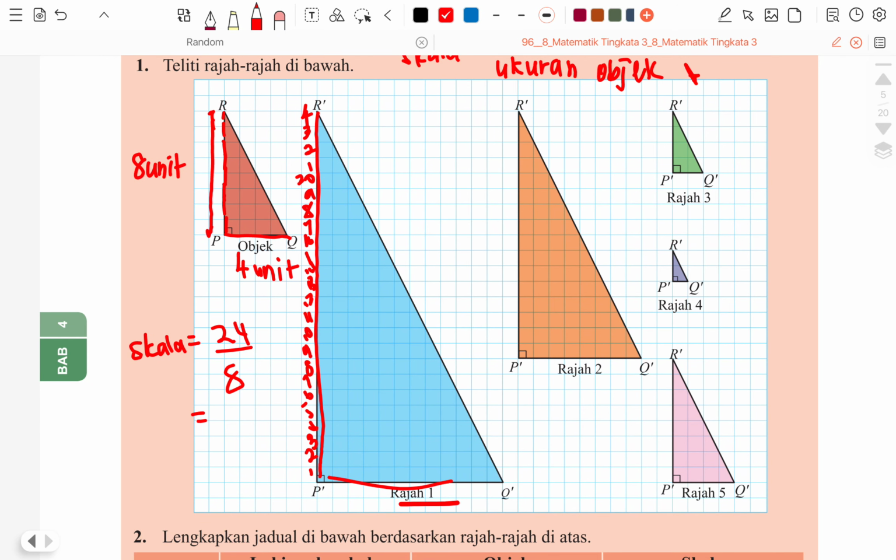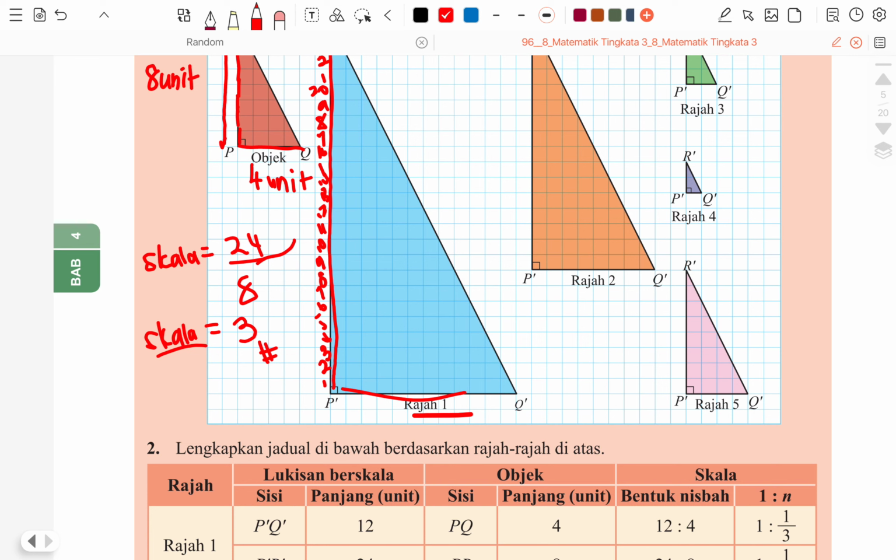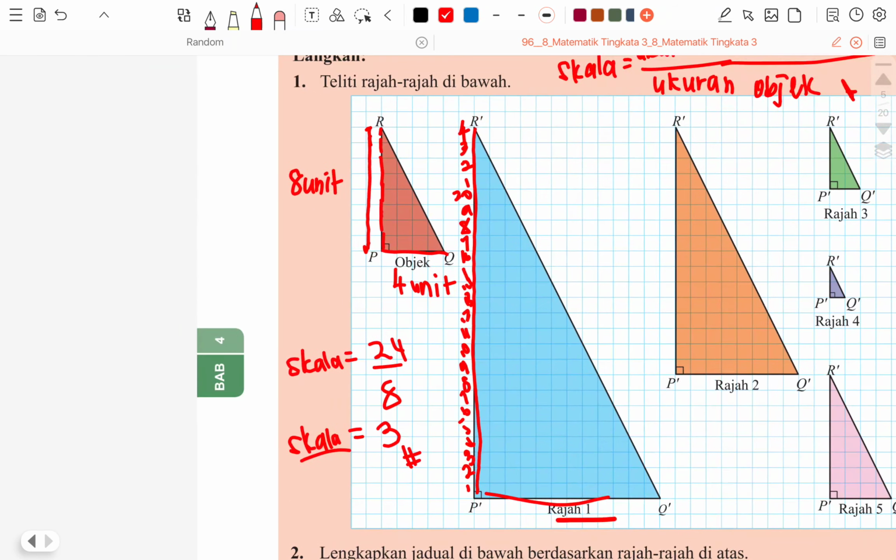Okay, so you try to simplify this. The scale would be 3. But does scale have a unit? Skala ada unit? No. Why doesn't it have any unit? For example, this is 24 meters, this is 8 meters. What you can do is cut them off, so it becomes 1, theoretically, if you're applying math knowledge. For example, 4 divided by 4 equals 1. So basically you can cut it out.